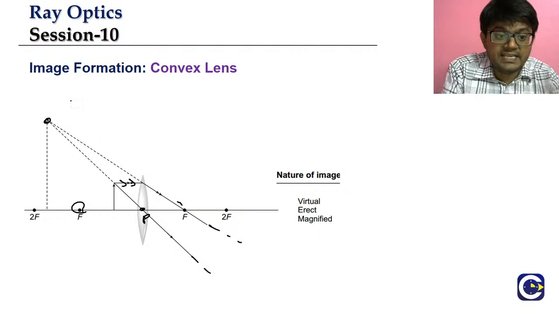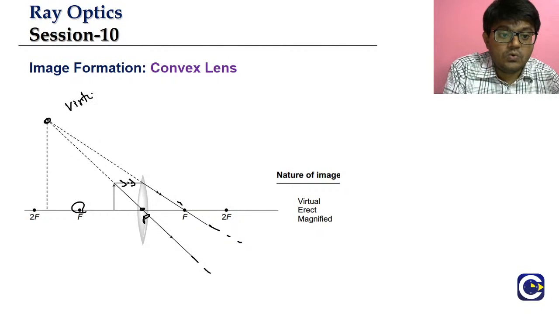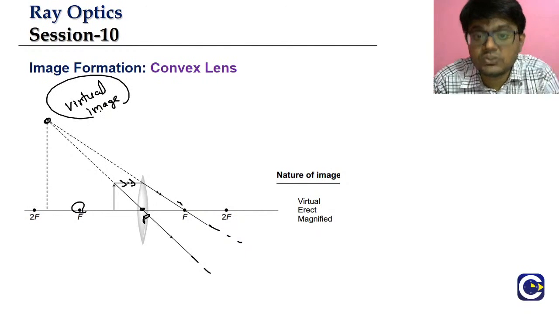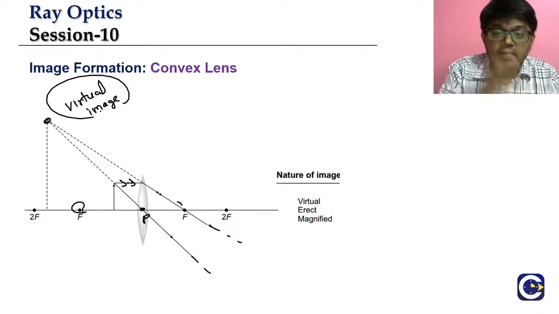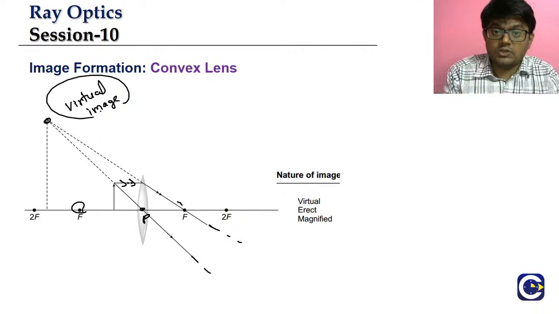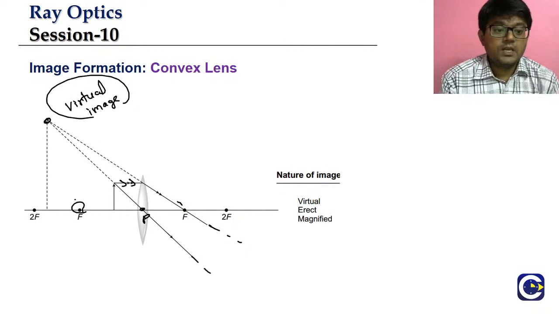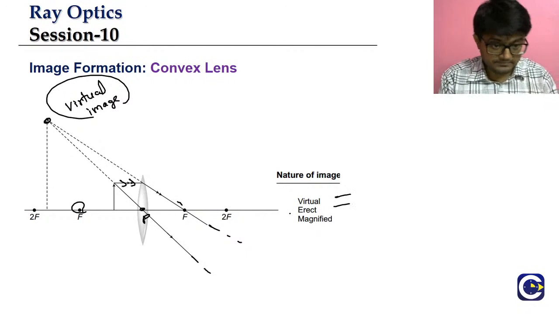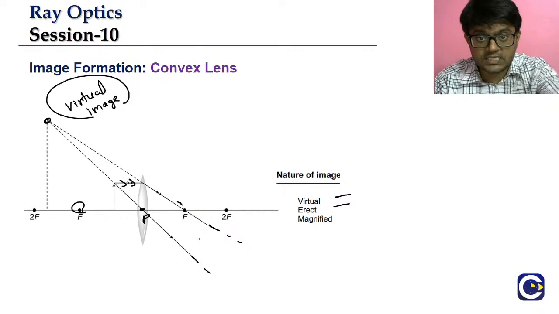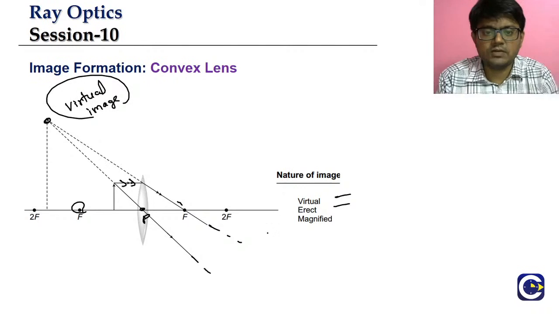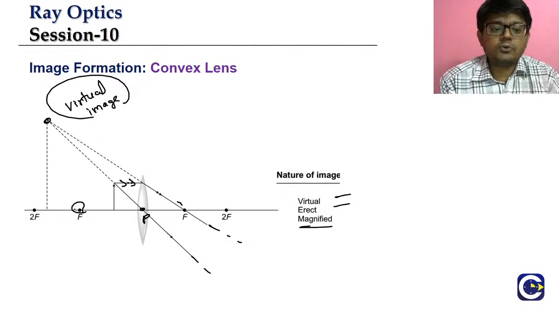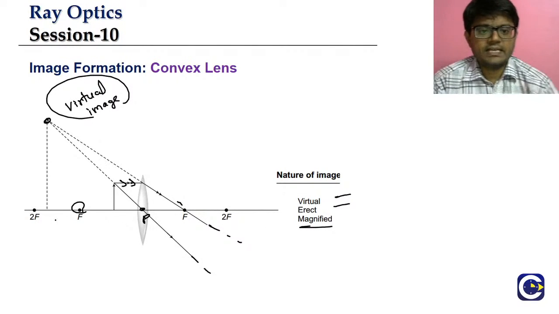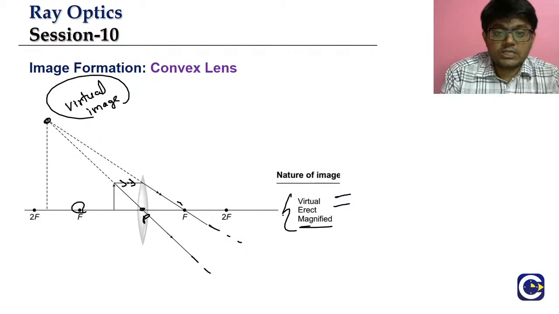So this image here is a virtual image. In case of lenses, remember, real images will be formed on the right side, virtual images will be formed on the left side. So it's virtual and erect. All the images that we have seen so far are real and inverted, but here it is virtual and erect, and of course magnified. So the characteristics of the image formed: virtual, erect and magnified.